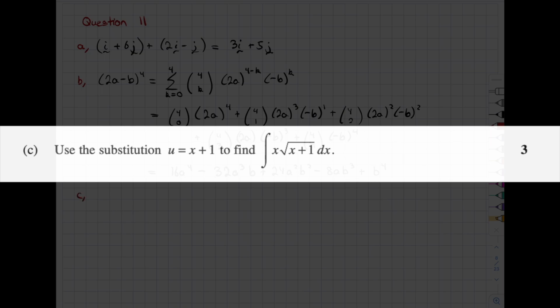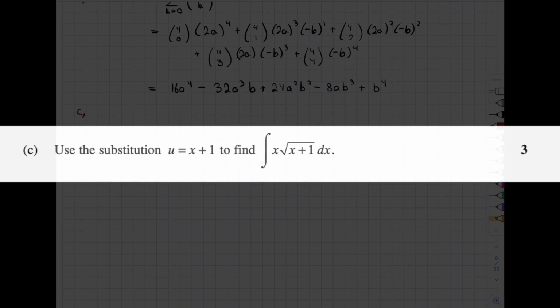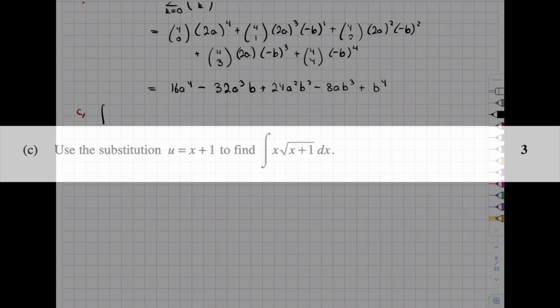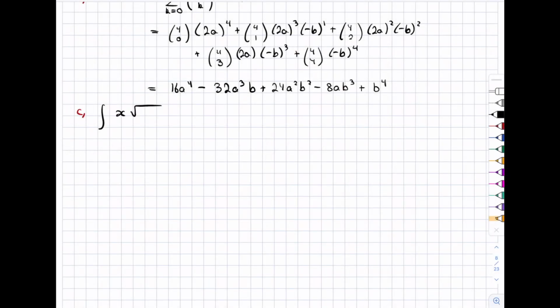Question C. Use the substitution u equals x plus 1 to find the integral of x times the square root of x plus 1. So x times the square root of x plus 1 dx. Now, you might know a little trick in order to do this without a substitution, but we're told to use the substitution, so we don't have a choice. We have to use it.